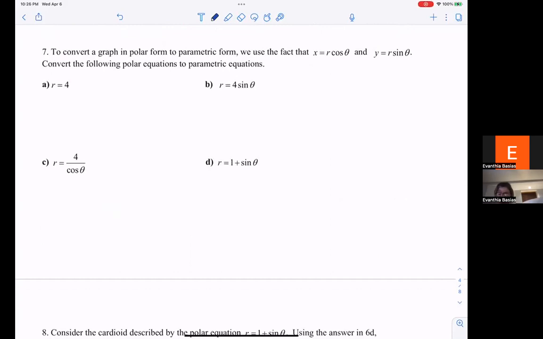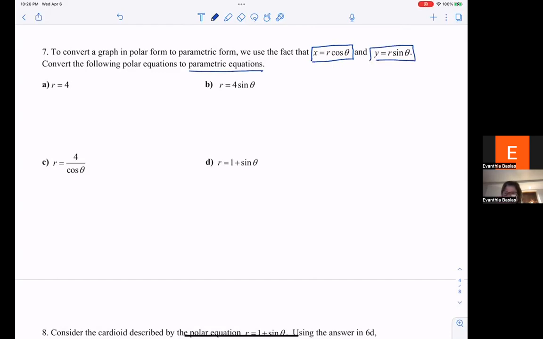All right, okay, before we go on, I'd like to now convert polar curves into rectangular form. I'm sorry, not that. Polar curves into parametric form, all right? Now, the parametric equations are these two.